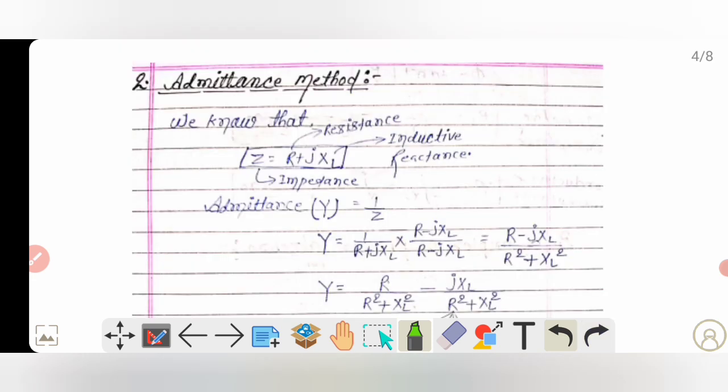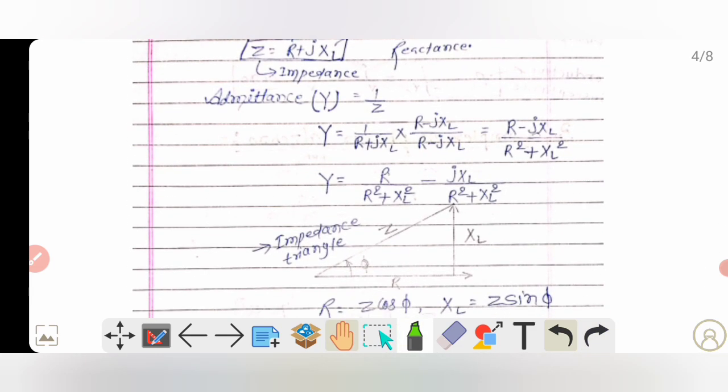Now my dear friends, we will discuss the next method, that is the admittance method. Now in the admittance method, we know that Z is equal to R plus jXL. We also know that admittance Y is equal to 1 by Z, and 1 by Z is equal to 1 by R plus jXL. And if we rationalize these values, then it comes out to be, as you can see here, Y, meaning admittance, is equal to R by R square plus XL square minus jXL by R square plus XL square.